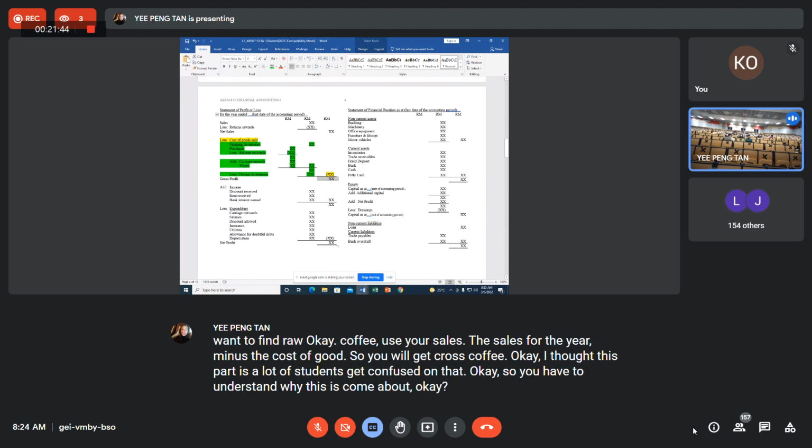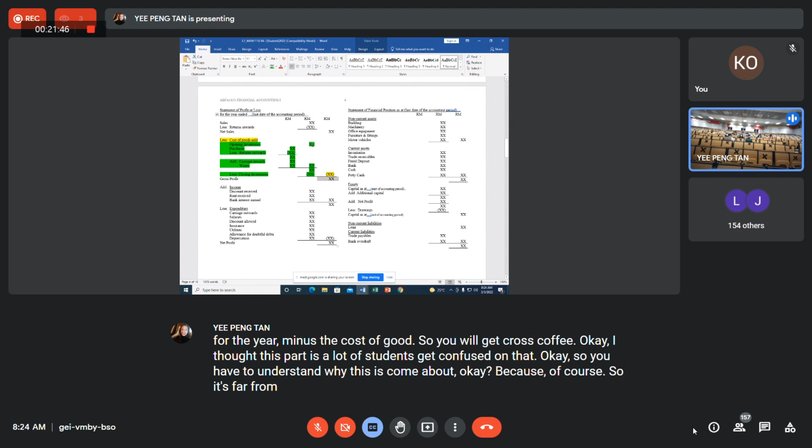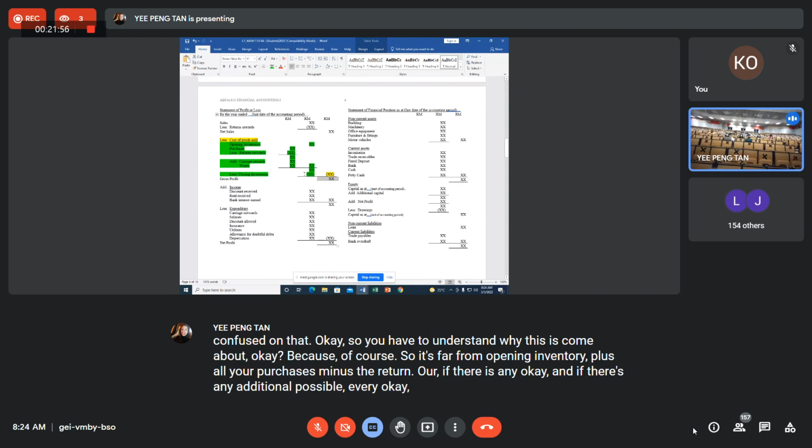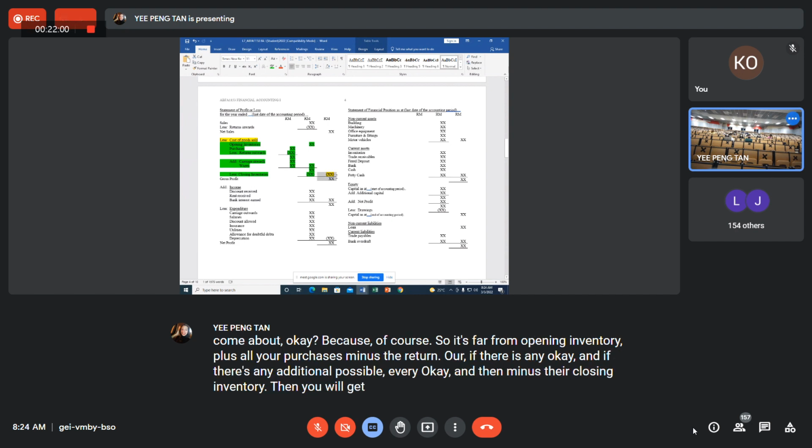Okay, cost of goods sold starts from opening inventory plus all your purchases minus your returns if there is any. Okay, and if there is any additional cost, you have to add it. And then you minus your closing inventory, then you will get your cost of goods sold. All right. So after you get cost of goods sold, you get your gross profit.